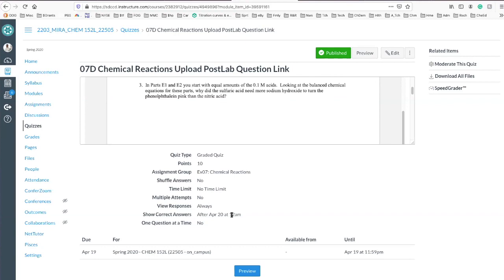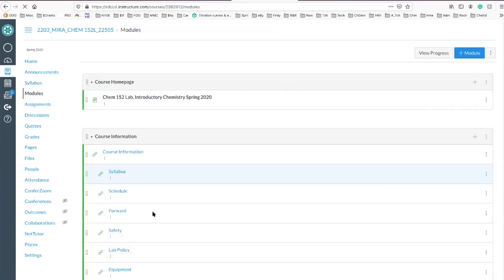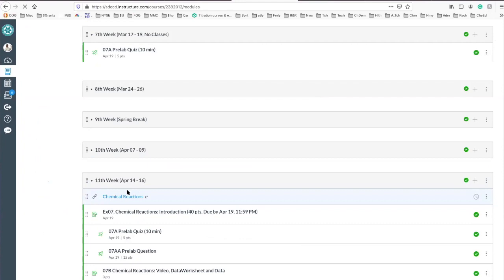This experiment requires you to make careful observations. That's where you're going to get a majority of points, and then writing balanced equations. Once you do that, upload your data sheet and answer your post-lab questions, then you're done with this experiment. That pretty much is it. I don't think we have anything else here. Under week 11, yes, your data sheet and your post-lab.